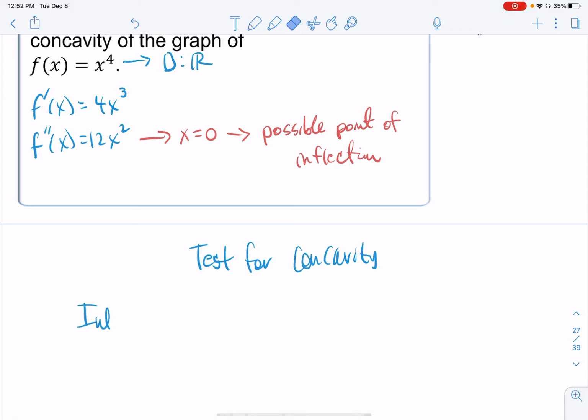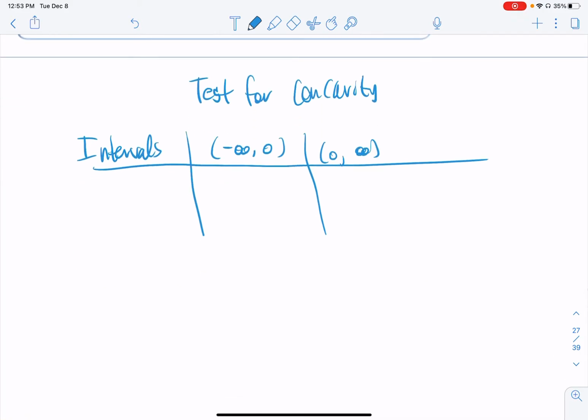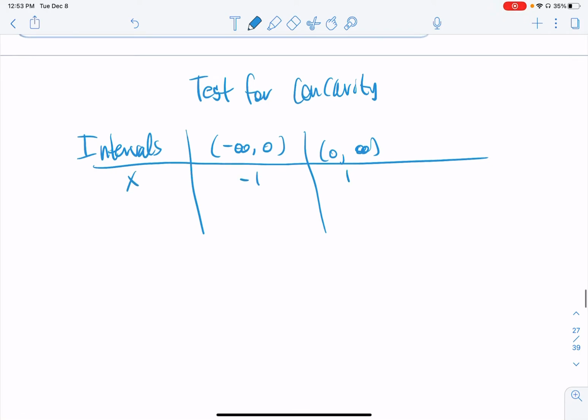Intervals. Okay, there we go. I spelled it correctly, I think. From negative infinity to 0, and from 0 to infinity. Okay. Test values? How about negative 1? How about a positive 1? Where are these going to go? Since we're testing for concavity, it's going into the second derivative.